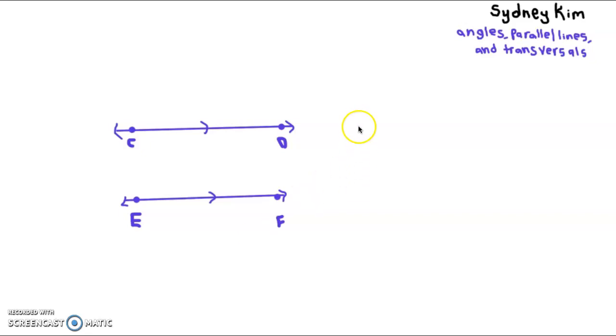We can write that they are parallel by writing line segment CD, then the parallel symbol, then line segment EF.